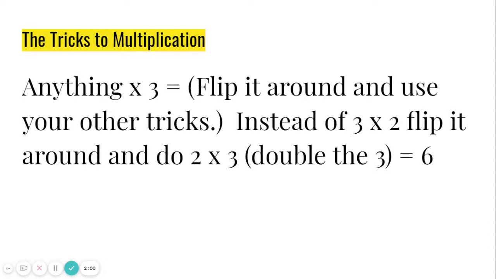Anything times 3, we're going to flip it around and we're going to use our other tricks. So instead of 3 times 2, we're going to flip it around and have it be 2 times 3. We're going to double the 3, which equals 6.